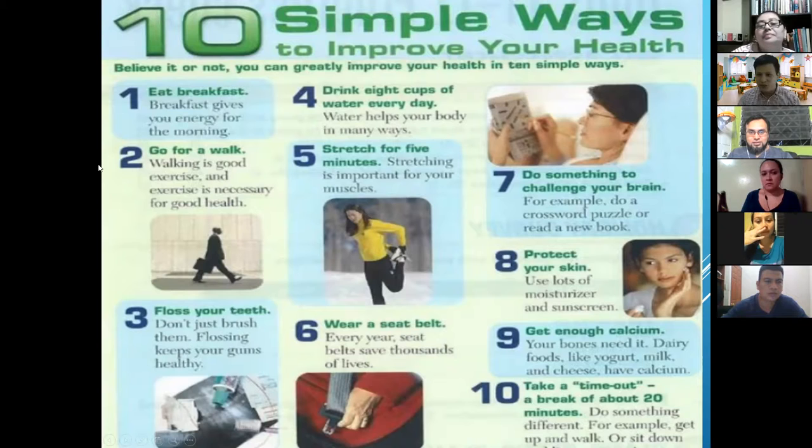Okay, number two, who wants to help me to read it? Go for a walk. Okay. Walking is good. It's a good exercise. And exercise is necessary for good health. Okay, very nice. Thank you, Flor. Really good. You know, go for a walk is really good. It's a good exercise. Continue with number three.